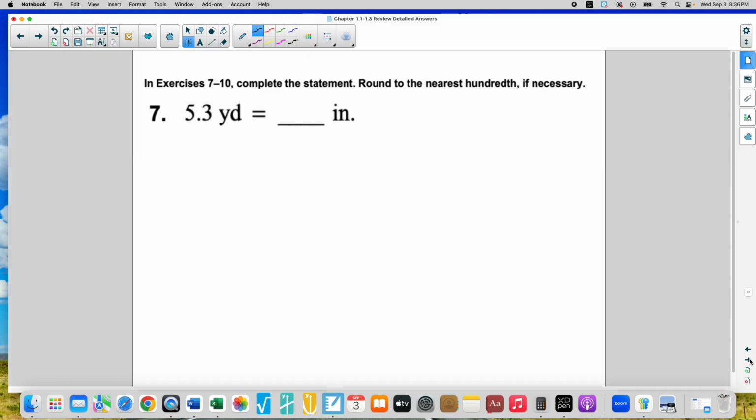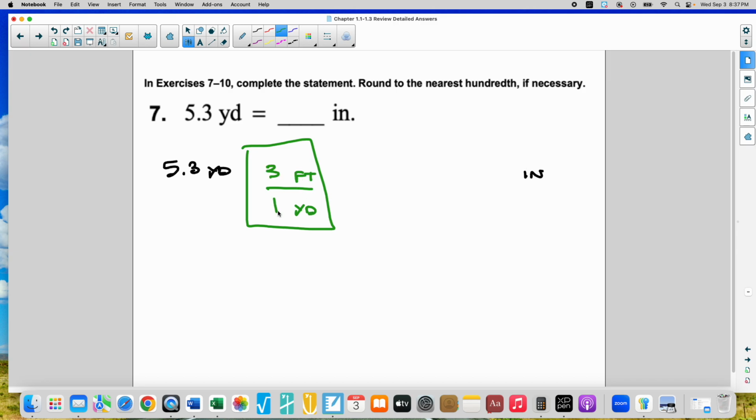5.3 yards equals how many inches? All right, so let's take 5.3 yards and we have to get to inches. So I'm going to start creating conversion boxes. And since I want to get out of yards, in that conversion box, yards needs to be in the denominator. Now, do I know yards to inches? No. I know yards to feet. I know that 3 feet equals 1 yard.